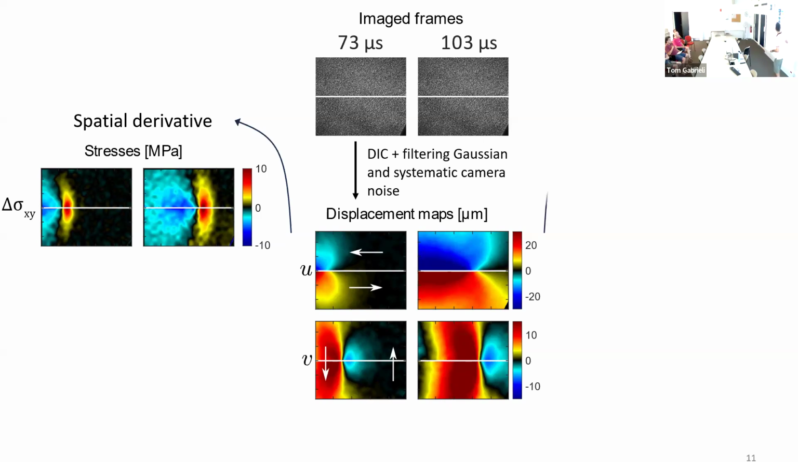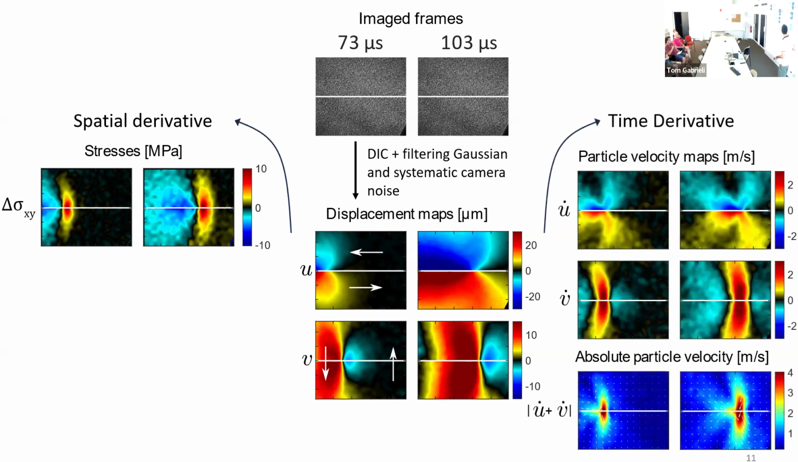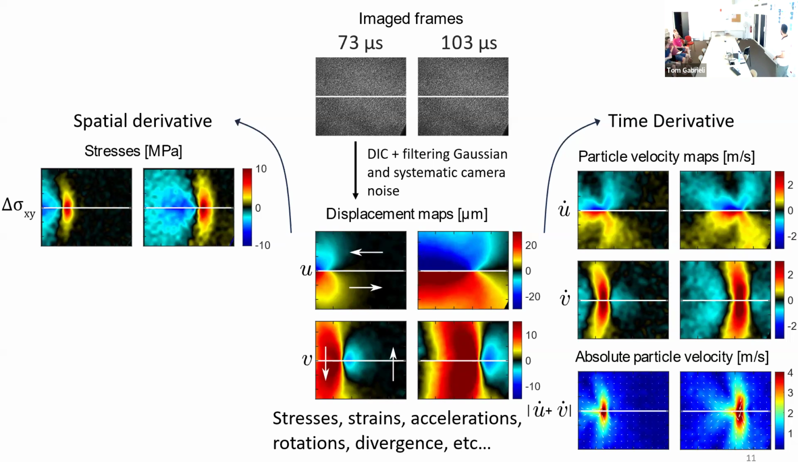And we can also differentiate them by time to get the velocities. So we can see here maps of a snapshot of the velocity, horizontal and vertical, and we can combine them to see the absolute particle velocity. So the absolute velocity of each pixel in each frame. And this is the main data that I'll show here. And we can also get other stresses, not just shear, but normal and horizontal and fault parallel stress, and strains, accelerations, rotations, divergences, etc. So a lot of things we can get from just simply imaging the rupture propagation.